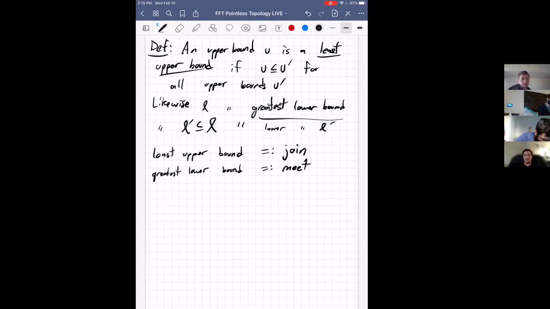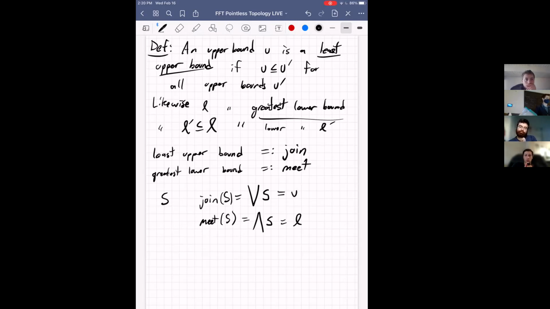And so we're going to write it this way. If S was our set, the join of S is going to be notated like this, and the meet of S is going to be notated like this. This is meet with two E's, by the way. And why is the symbol like this? This is supposed to inspire you to think about the union, and this about the intersection, but it's not the union and the intersection. So that's what join and meet are.